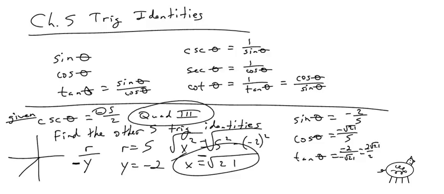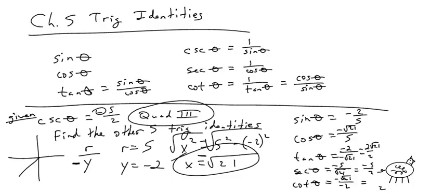I don't have to do cosecant because that was given. Secant of theta is just the reciprocal, so it's negative 5 over root 21, which is negative 5 root 21 over 21. And last is cotangent of theta, so it's negative root 21 over negative 2, which is root 21 over 2. That's pretty easy, right? Pretty mellow stuff. It's just using the basic identities that we learned.